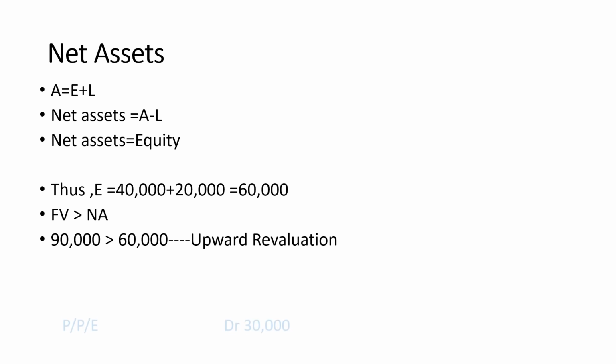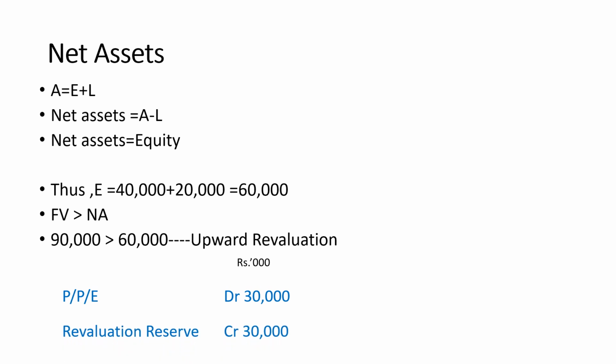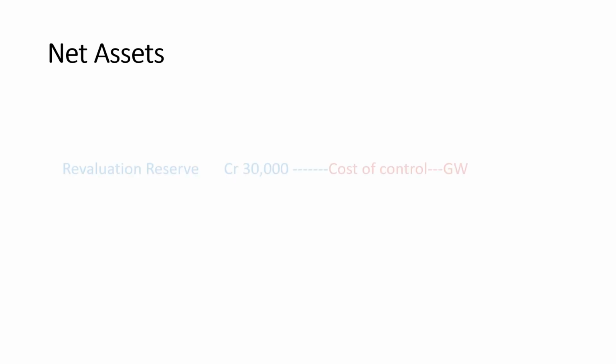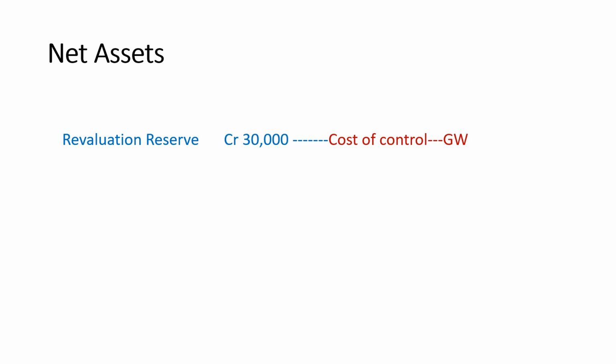So what we can do is debit the property, plant and equipment by 30,000 and transfer it to the revaluation reserve by 30,000. Now from the revaluation reserve, 30,000 is transferred to the cost of control account in order to calculate the goodwill.